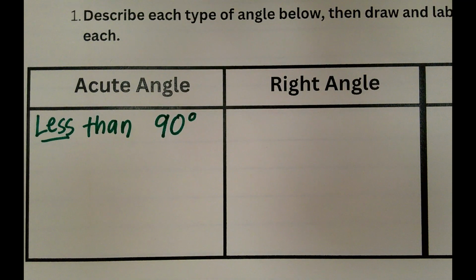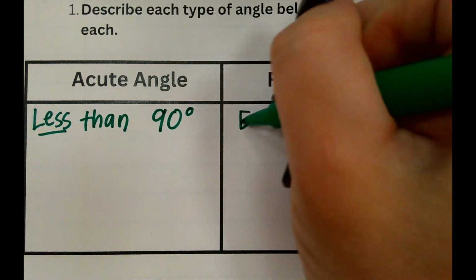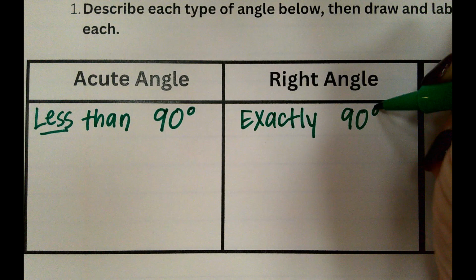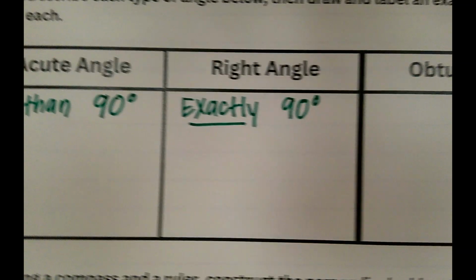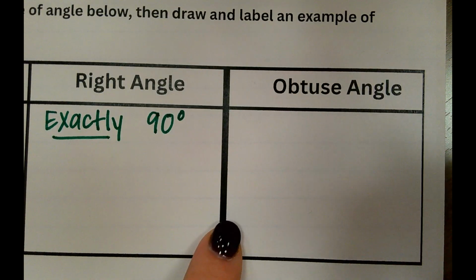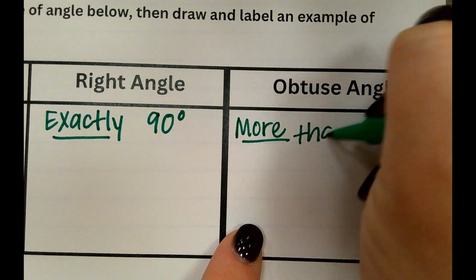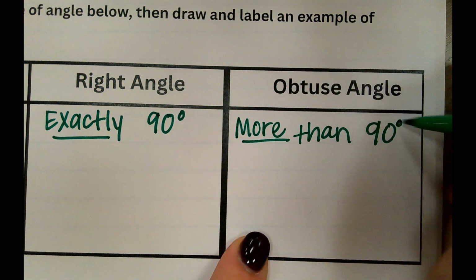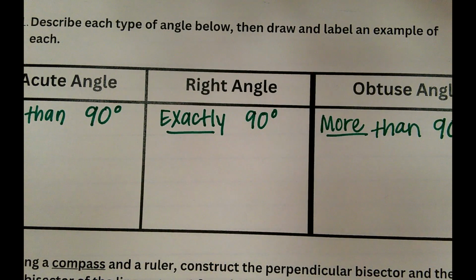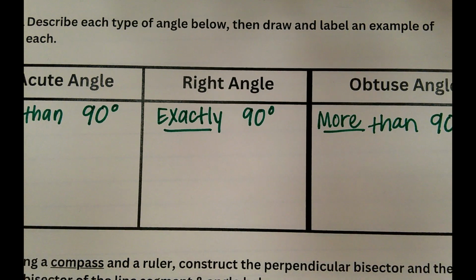How would we describe a right angle? 90 degrees exactly. Perfect. So I'm going to write exactly 90 degrees. And last but not least, how do we describe an obtuse angle? More than 90 degrees. Perfect. More than 90 degrees. Now, I like to start with the right angle. That's kind of like our reference point because we're always talking about 90 degrees. So it's good to know exactly what that looks like.